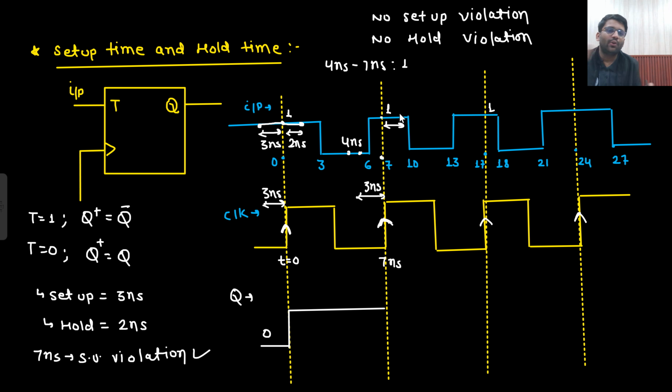So yes, there is no hold violation, but there is a setup violation. If one of the violations is there, then output will be unpredictable. Your target is to avoid both of the violations. That means this is your ideal condition, that setup violation should be avoided and hold violation should also be avoided. But when I came at this particular trigger, I saw that there is no hold violation. I am fine with that, but there is a setup violation. That means output will be unpredictable.